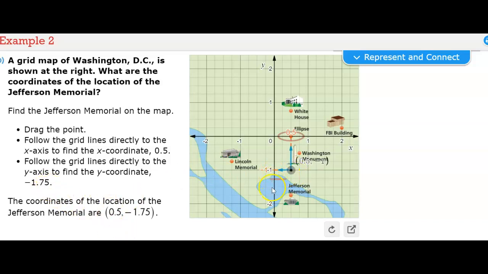And we know there's 4 units in between each whole number. So I'm going to go down 3 units, which is about here. This is very sensitive. Okay, right there. And thankfully it tells us the exact coordinates here once you're moving it around. And that is exactly what we're supposed to have. And we are at Jefferson Memorial.